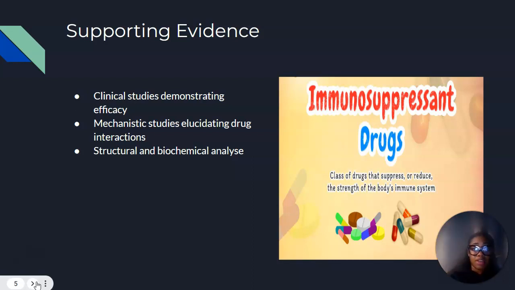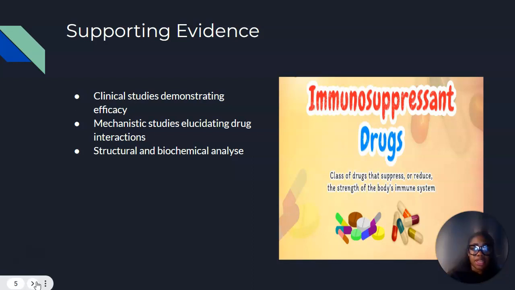Numerous clinical studies have provided evidence of the efficacy of immunosuppressive drugs in various medical conditions. These studies evaluate the therapeutic effects of these drugs on patient outcomes, including disease progression, symptom severity, and quality of life. For example, randomized controlled trials have shown the efficacy of immunosuppressive agents such as corticosteroids, calcineurin inhibitors, and biologic agents in the management of autoimmune diseases like rheumatoid arthritis, psoriasis, and inflammatory bowel disease.